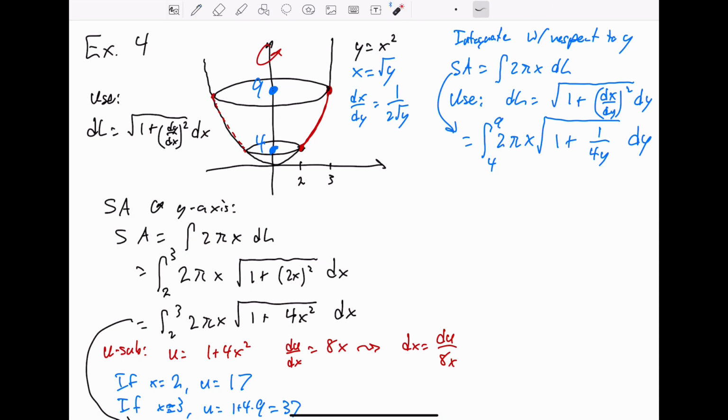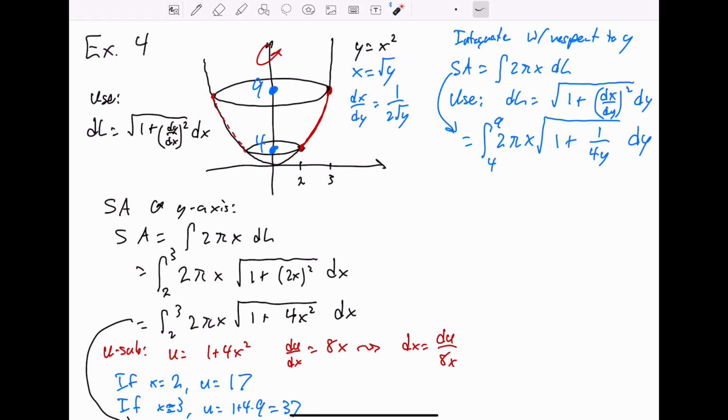Now, we're almost there. We've got this integral expression integrating with respect to y. We have the proper limits of integration, but there's one issue. See if you can spot what the issue is. The issue is 2 different variables. We have x and we have y. We need to get x in terms of y. And we can't just write a y instead of x. That won't do. We need to write the equivalent expression for x in terms of y.